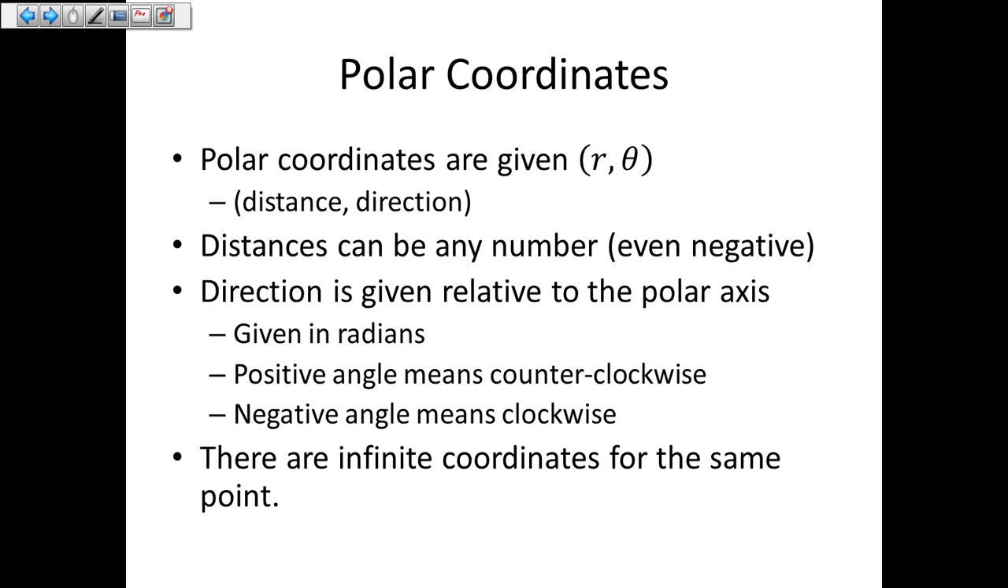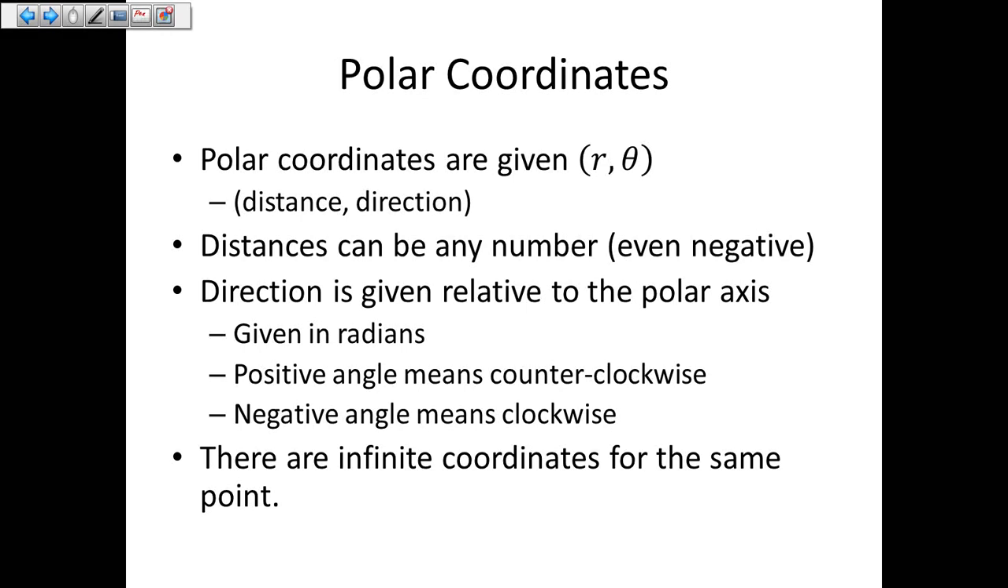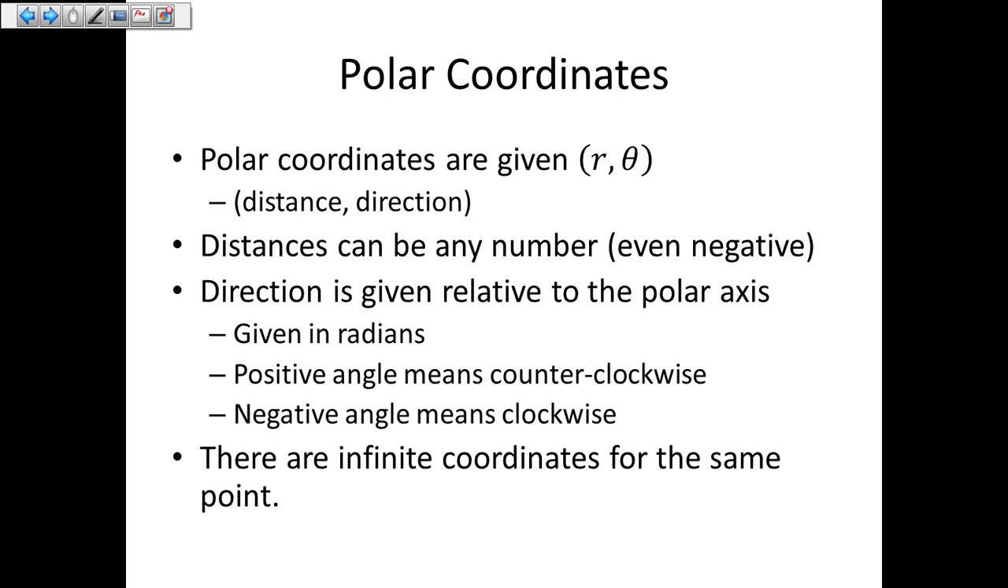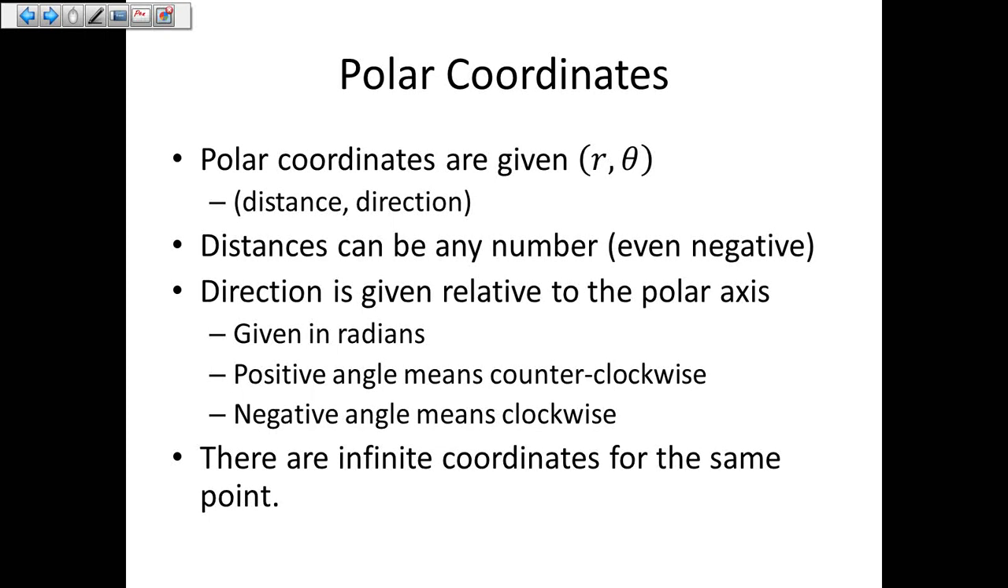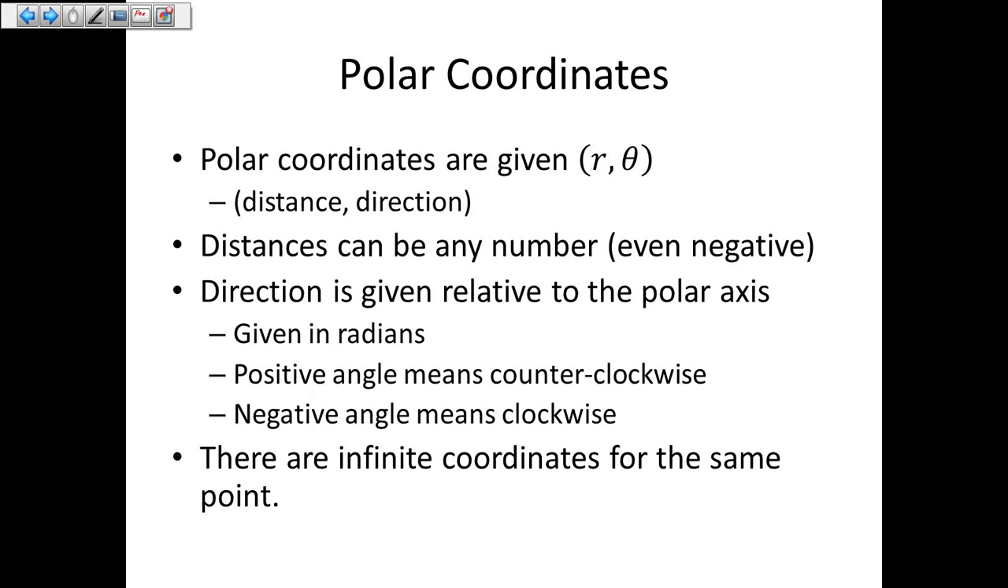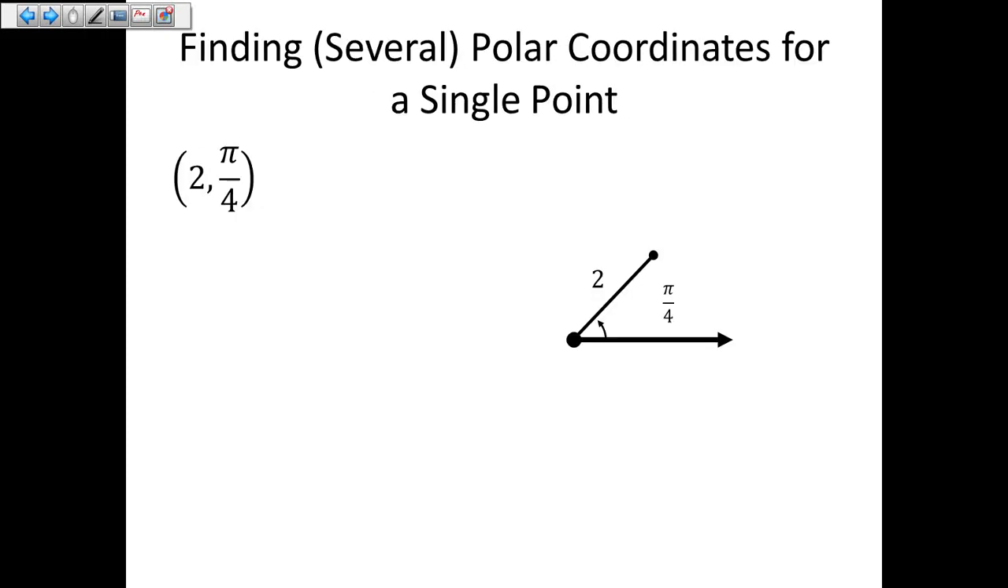There are actually an infinite number of coordinates for the same point. If I give you a point in polar coordinates, you could give me an infinite list of different coordinates that get me to the exact same point. We'll talk about that. So let's talk about how to find several polar coordinates for a single point.